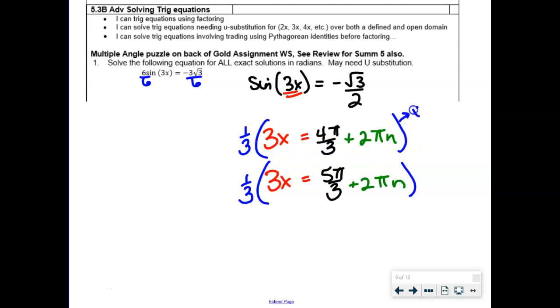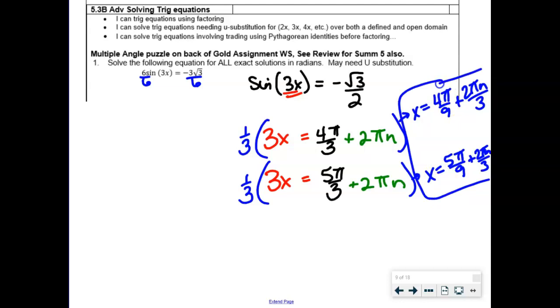This becomes x equals 4 pi over 9 plus 2 pi n over 3. We're just increasing all the denominators by 3's. And then this one becomes x equals 5 pi over 9 plus 2 pi n over 3. You can't read that, but you know what I mean. These are your answers, guys.